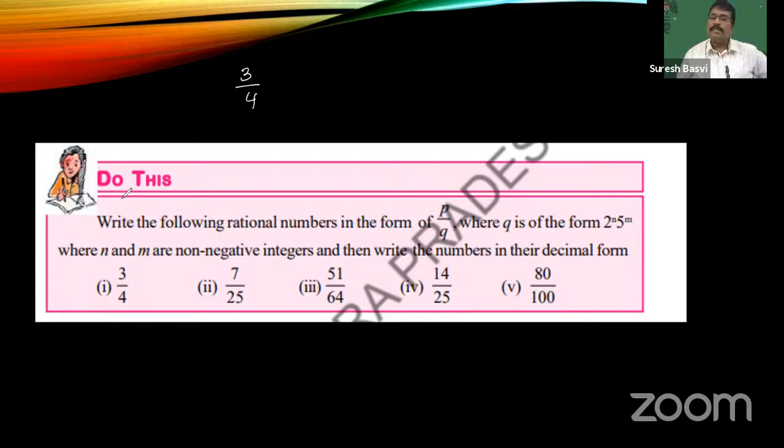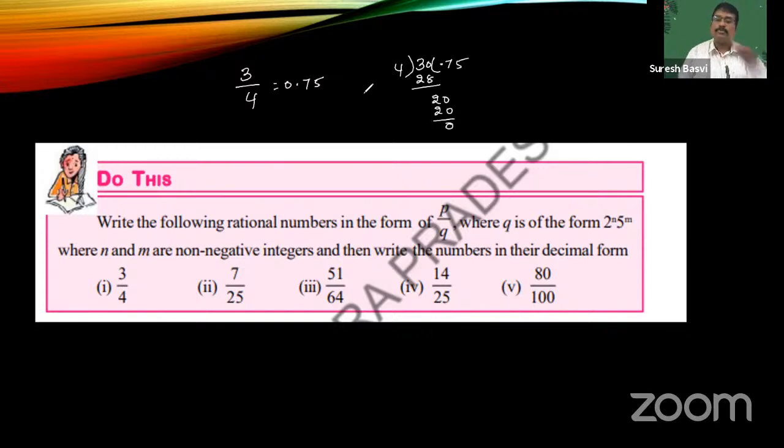So you have to take that like this. Am I right, Anna? So first a point is there. 4 7s are 28. 2 is there. 4 5s are 20. What is the remainder? 0. So 3 by 4 can be represented as 0.75. Am I right, Anna?